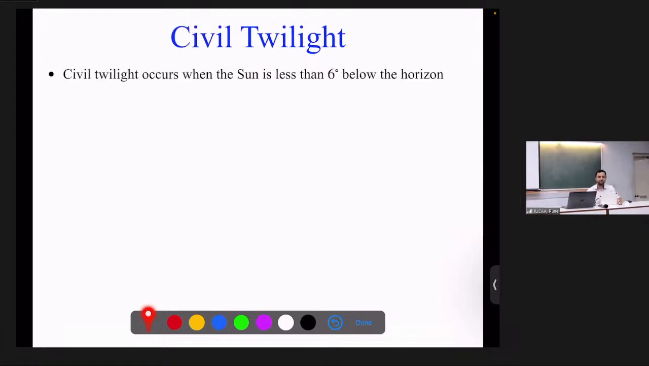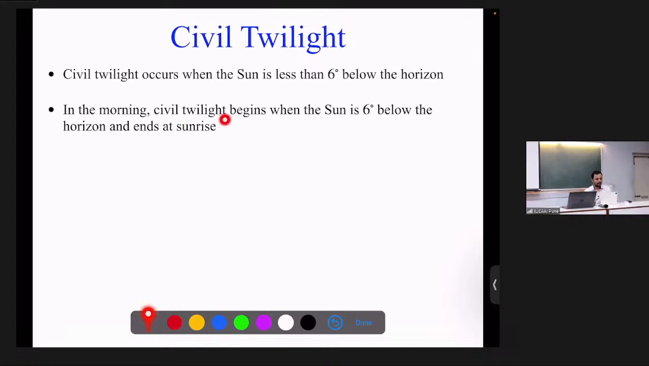First is called civil twilight. Civil twilight occurs when the sun is less than 6 degrees below the horizon. Suppose your horizon plane is this, the sun is up to 6 degrees below the horizon. We say it is civil twilight. In the morning, civil twilight begins when the sun is 6 degrees below the horizon and ends at sunrise. When sunrise happens, the sun is just coming above the horizon. So from 6 degrees below up to sunrise, this period is called the morning twilight.